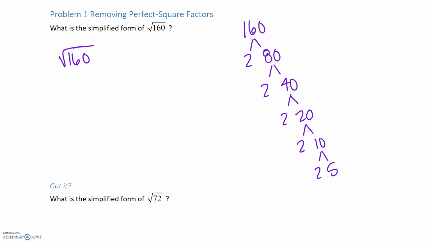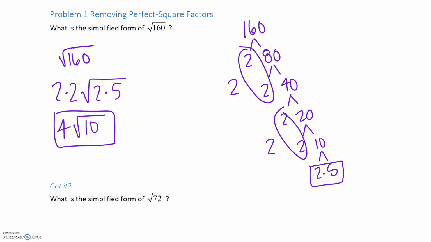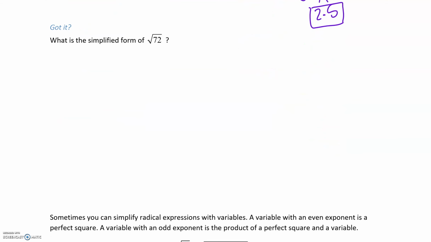Okay, so we're going to find the pairs of numbers that we have. We have a pair of 2s, and we have another pair of 2s. So we're going to take one 2 from this pair and one 2 from this pair, so we have 2 times 2 on the outside. On the inside, we are still left with 2 times 5. That leaves us with 4 square roots of 10, and that's our answer because we have no perfect squares under the radical. Okay, so if you want to go ahead and do the got it problem, go ahead.